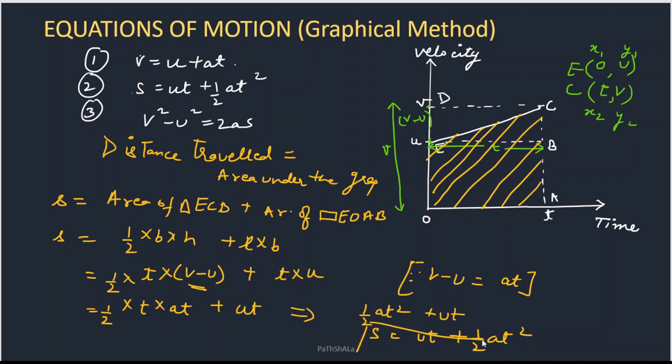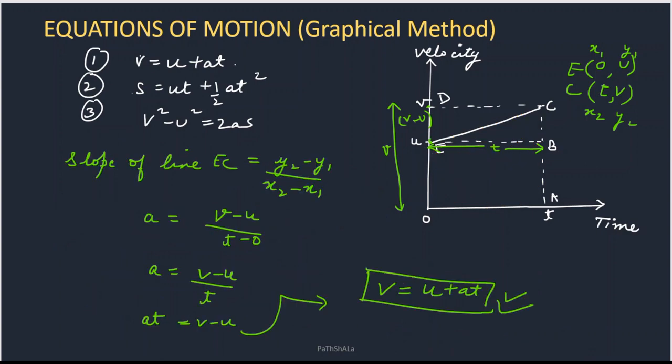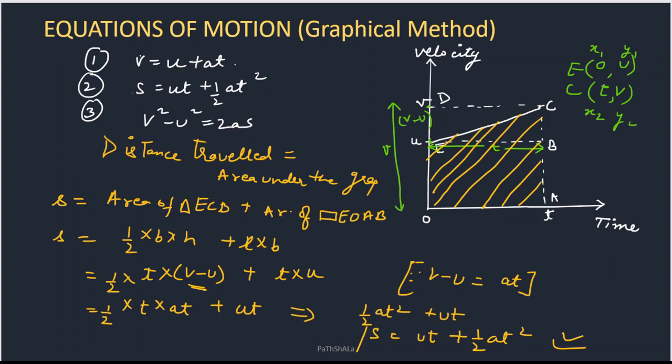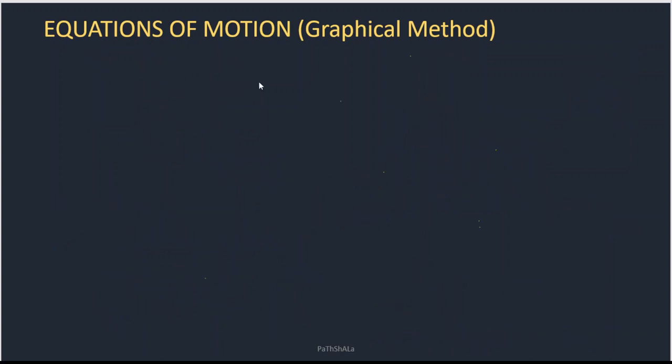So this is our second equation. This gives us the second equation. So the first equation we derived by finding the slope of the line EC. The second equation we derived by finding the area under the graph. And what about the third equation? The third equation is pretty simple. We will not use anything. Instead, we will use the first and second equations to find the third equation.